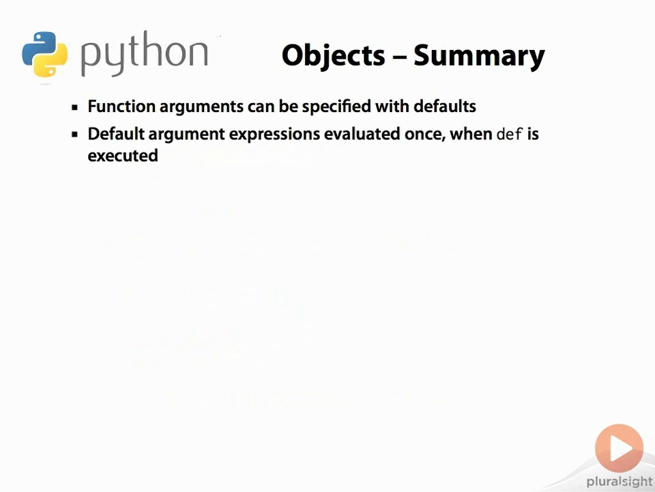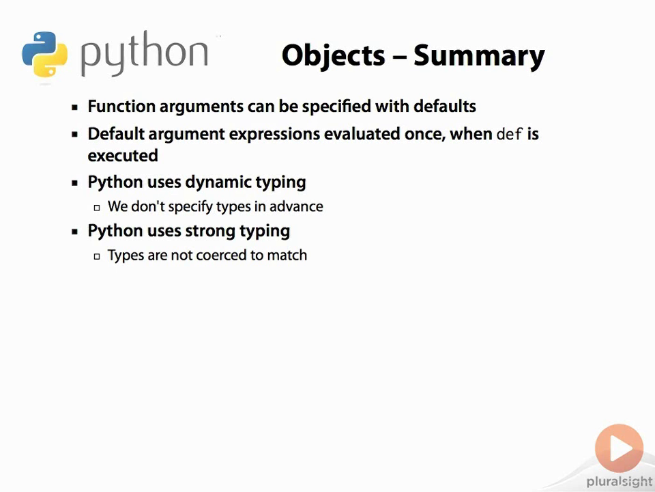Default argument expressions are evaluated only once when the def statement is executed. Python uses dynamic typing, so we don't need to specify reference types in advance. Python uses strong typing. Types are not coerced to match.